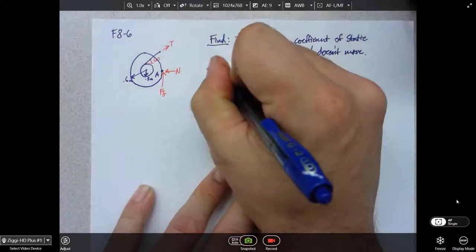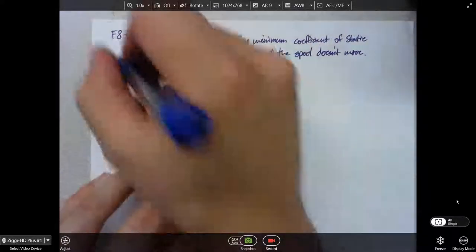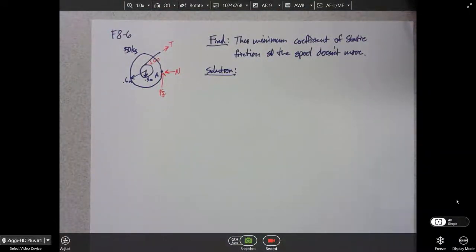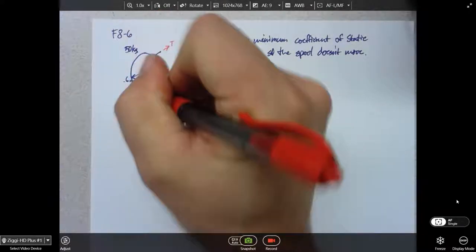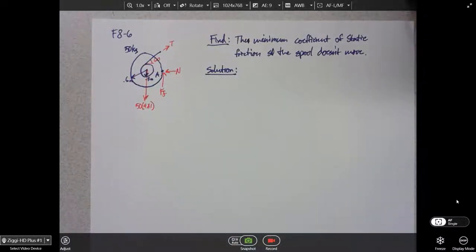Okay. Oh, and it says it's 50 kilograms. So we're going to have to throw that on here. Some mg down, so 50 times 9.81. Okay. All right. Am I missing any forces? We're probably in pretty decent shape here.